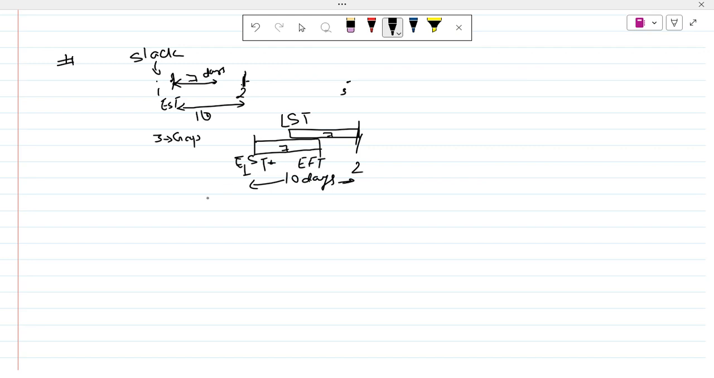You guys are getting me? Yes. So the earliest finishing time is the earliest starting time plus duration. Duration is the active time taken by the activity to complete it. Okay, so this is LST, and LFT is the same. So these are four kinds of starting times or estimates. They are called activity estimates.